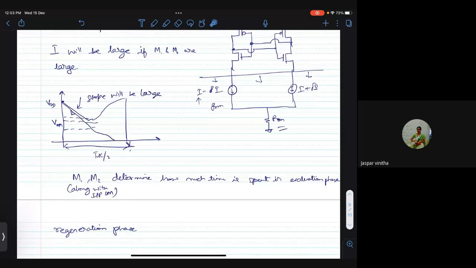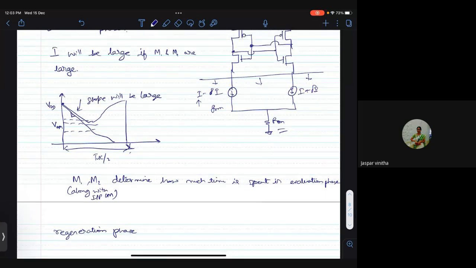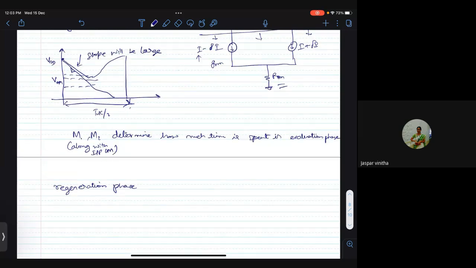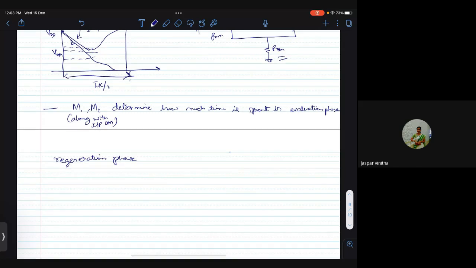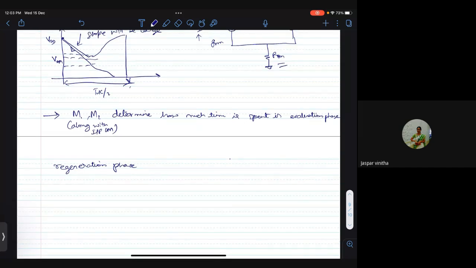Now, how do we size the transistors in this inverter? The size of these inverters is determined based on where you want to place the trip point, right? When I said here that M1 and M2 determine how much time your circuit will spend in the evaluation phase and how much time it spends in the regeneration phase, there is one more hidden parameter there, because the transition between the evaluation phase and the regeneration phase happens when your V1 and V2 discharge from VDD to the trip point of the inverter. So it also depends on where the trip point of the inverter is.